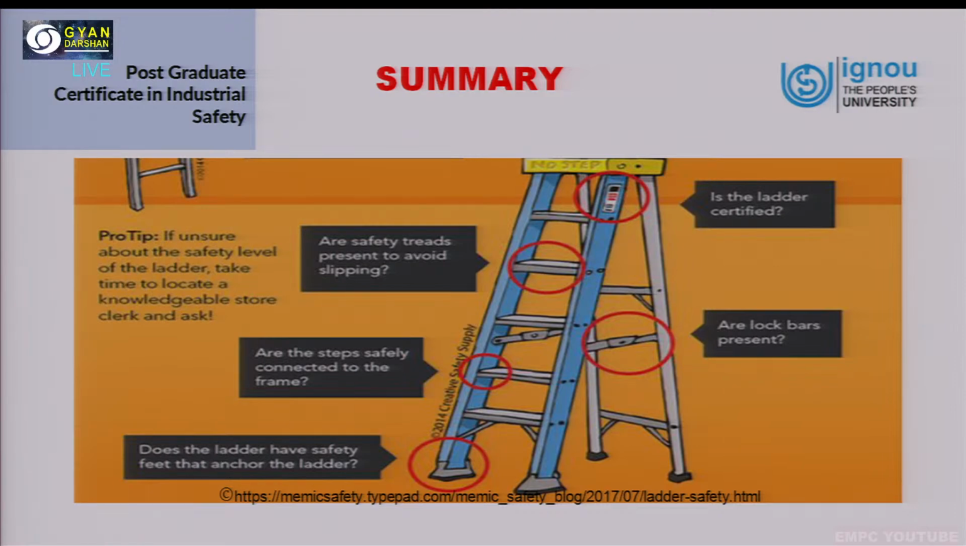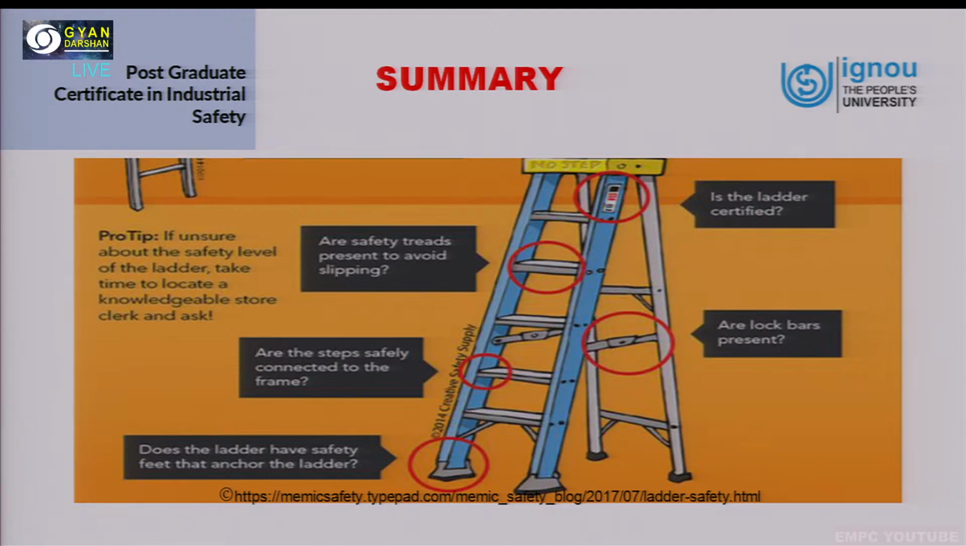Then we check the steps of the ladder. Are the steps safely connected to the frame? Then, if we are using a step ladder, we also have to make sure that the lock bars are present, because if they are not present or are not functioning properly, there is a risk that the ladder might just tip over, or even the legs might become unstable and cause the person using it to fall down.